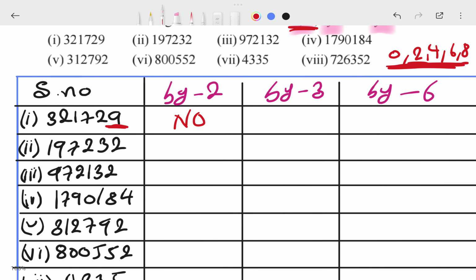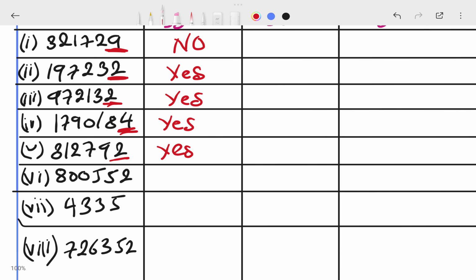Here, at the end of this there is a 2. Yes, so it will be divisible by 2. Here also, at the end there is a 2, so it is also divisible by 2. Here at the end there is a 4, which is among 0, 2, 4, 6, 8, so it is also divisible by 2. This has a 2 at the end, so it is also divisible by 2.